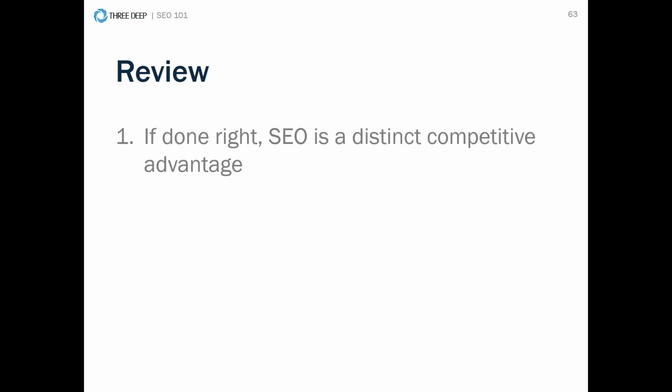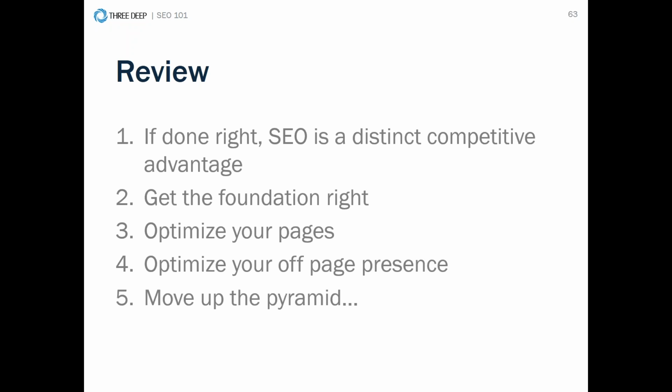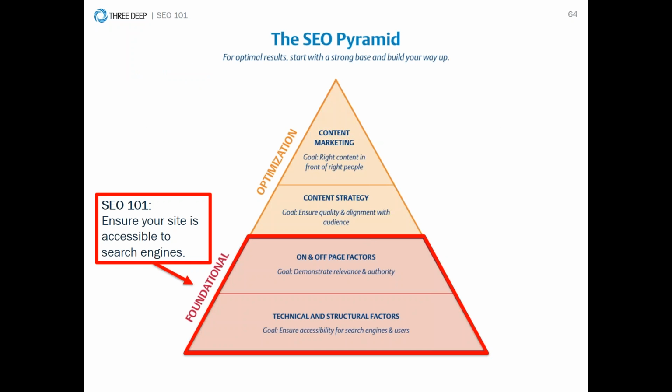So we're moving on to review here, almost at the end. Number one, if done right, SEO is a distinct competitive advantage. But to do it right, you need to get the foundation right first and then optimize your pages. After that, you've optimized everything you control. You can optimize your off-page presence and move up the pyramid. So again, this is what we talked about today: technical and structural factors, and some of those on and off-page factors that help to demonstrate relevance and authority.